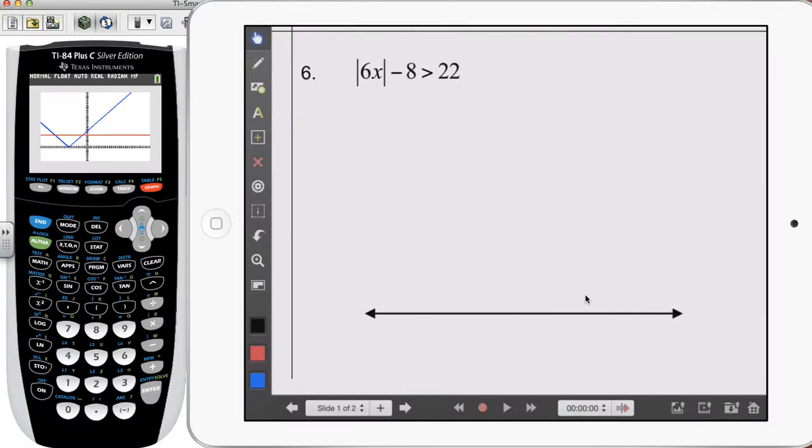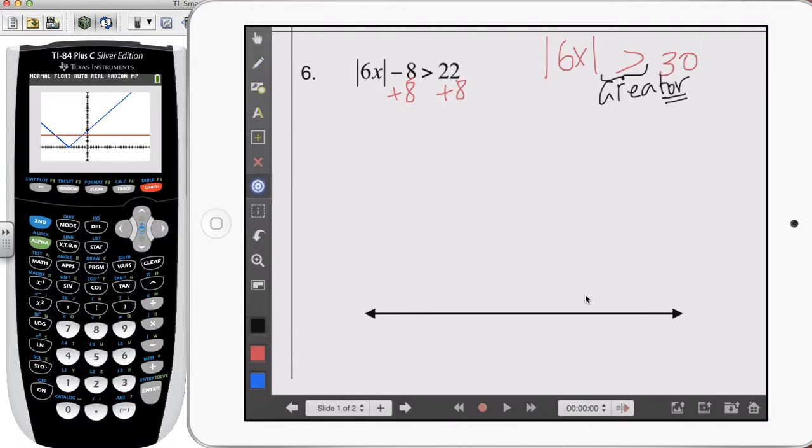Now I do hope you tried this one on your own. Remember, the first step is to isolate the absolute value. So I'm going to add 8 to both sides. I'm going to end up with the absolute value of 6x greater than 30. This is my first step. The second step is to decide what type of relation. Is the absolute value less than or is the absolute value greater? If it's greater, think of the word greater. It means or. I'm going to have two different relations.